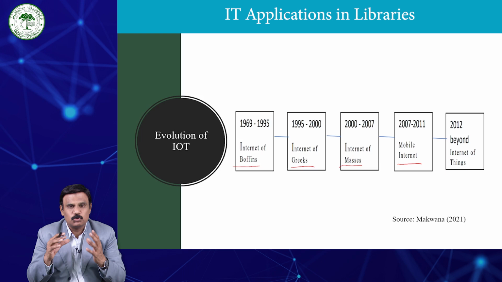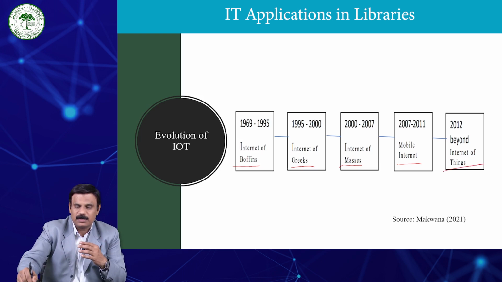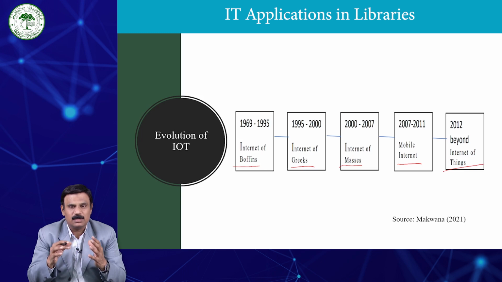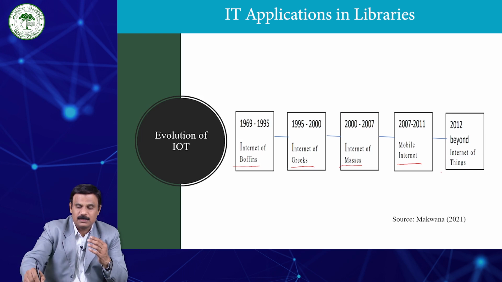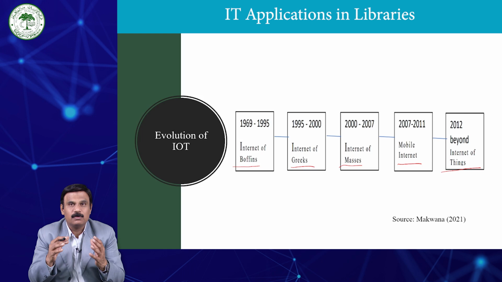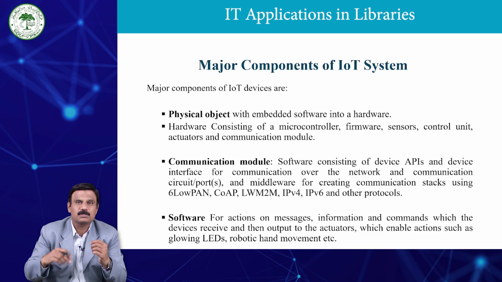And from 2012 onwards, we find the Internet of Things. The Internet evolved into a network of interconnected devices beyond traditional computers and phones. IoT involves smart devices communicating and sharing data autonomously. Examples include smartphones, wearables, and industrial IoT devices. This phase focuses on automation, big data, and real-time communication. This is something about the history of IoT.